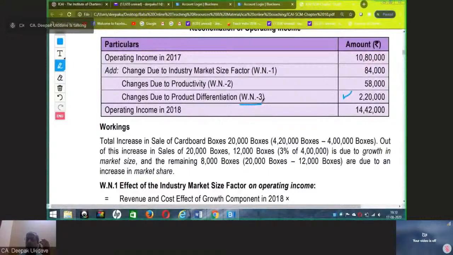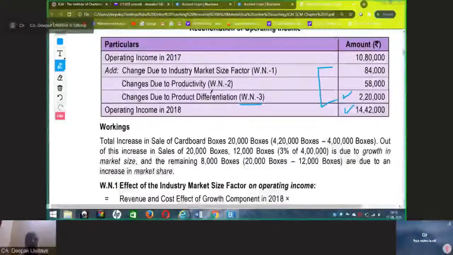84,000 plus 58,000 plus 2,20,000. If you add all three figures to 10,80,000, you get the answer 14,42,000. Just add and see: 10,80,000 plus 84 plus 58 plus 2,20,000, you get 14,42,000. That is the operating income in 2018. So the operating income in 2017 was 10,80,000, and in 2018 it is 14,42,000.